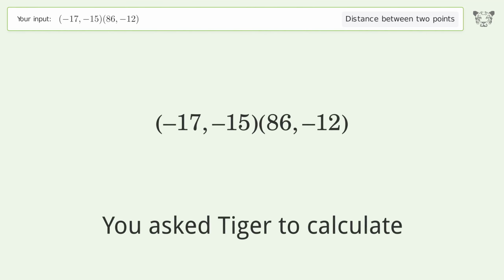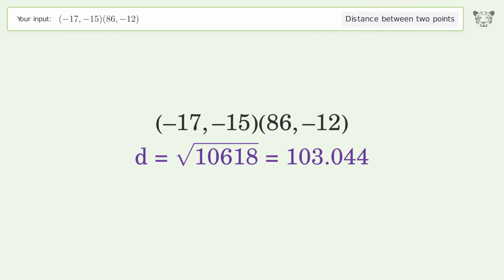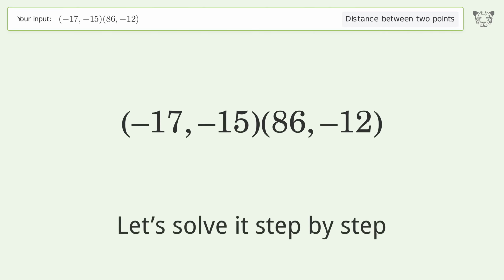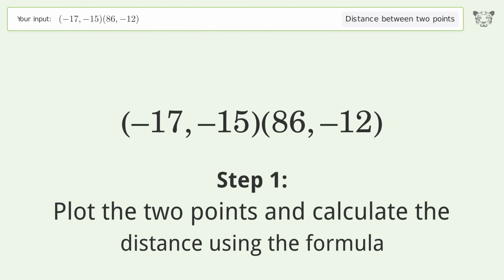You ask Tiger to calculate. This deals with the distance between 2 points. The distance between the 2 points is the square root of 10,618, or 103.044. Let's solve it step by step. Plot the 2 points and calculate the distance using the formula.